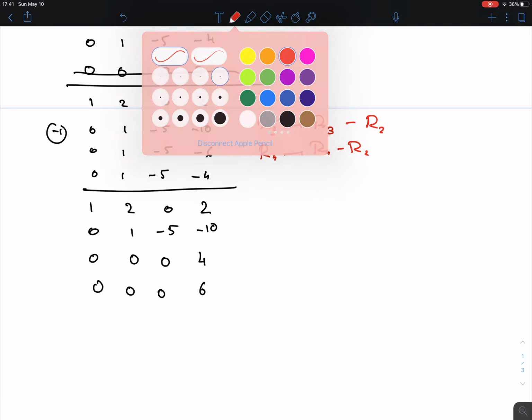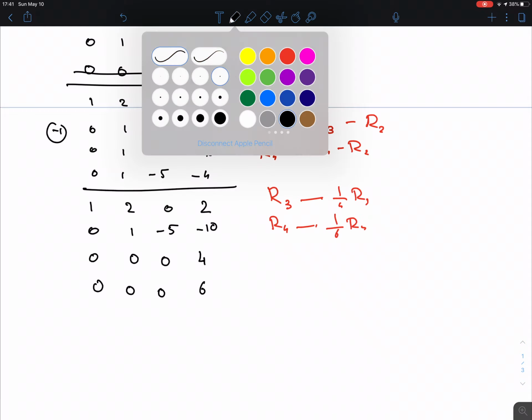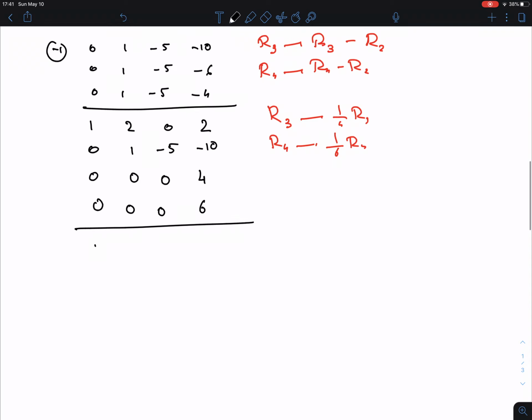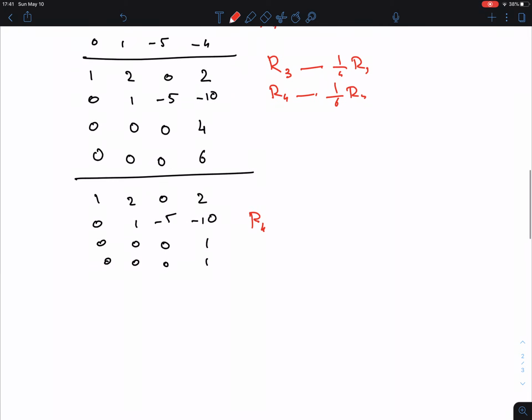Okay, I can get rid of these again by taking 1/4 of row 3, and 1/6 of row 4. I don't need to do the second one, but since I'm at it, I get 1, 2, 0, 2, 0, 1, -5, -10, 0, 0, 0, 1, 0, 0, 0, 1, and I'm not writing the 0 row anymore. And then finally, to get my echelon form, I do this here, and now I have an echelon form.